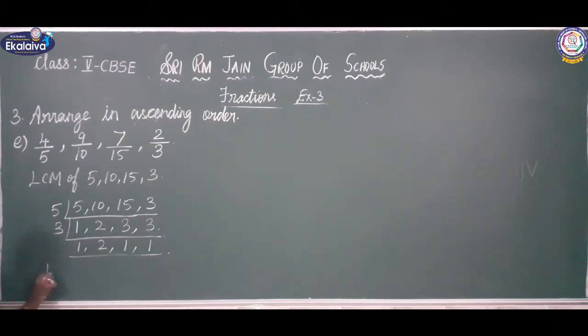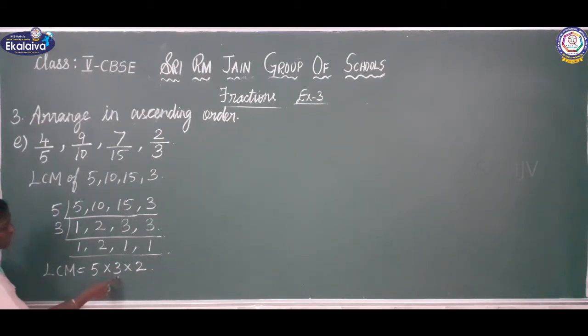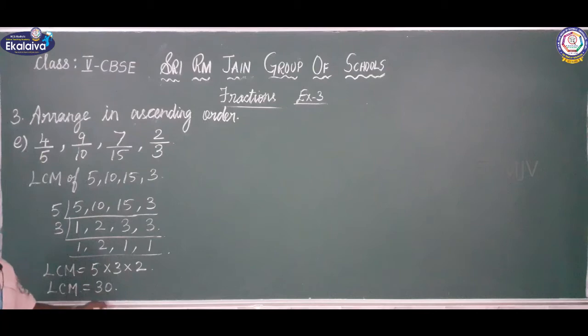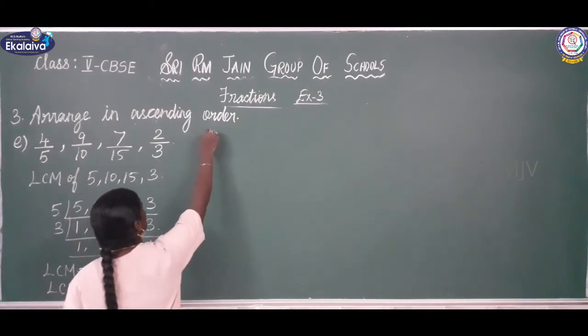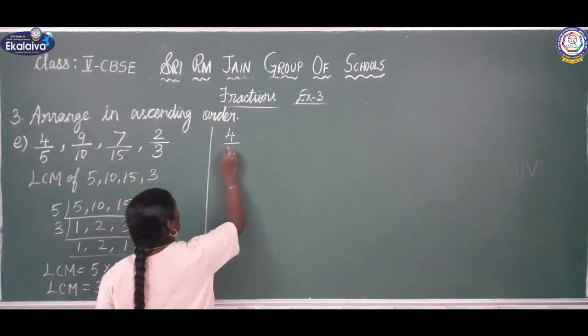Now we have to find the LCM. So we have to multiply all the prime numbers: 5 into 3 into 2. Here 5 3s are 15, 15 2s are 30. So the LCM is 30. Now we have to convert the denominators of the given fractions to 30. So first fraction is 4 by 5.